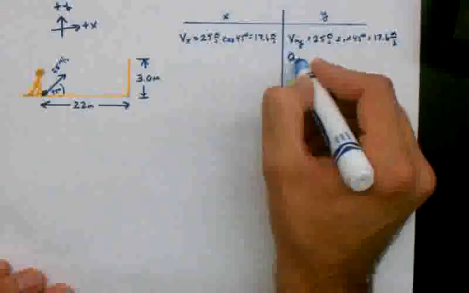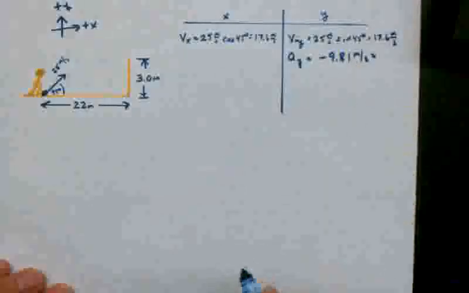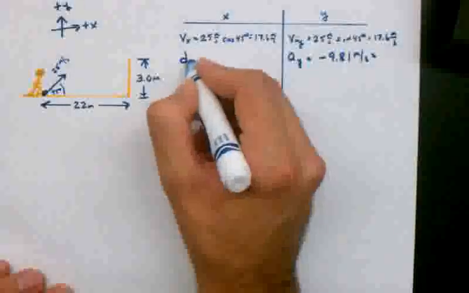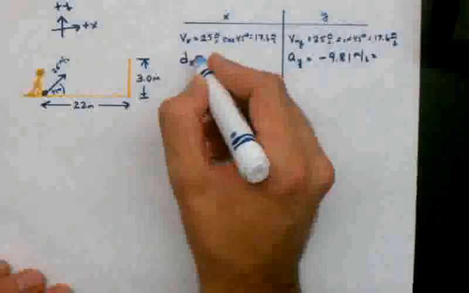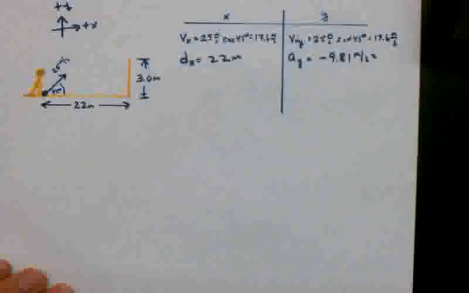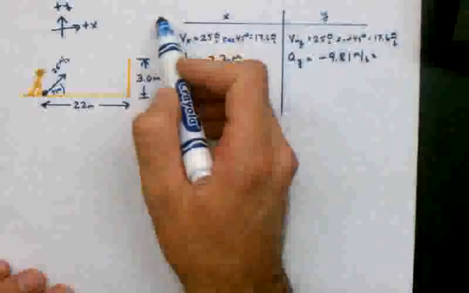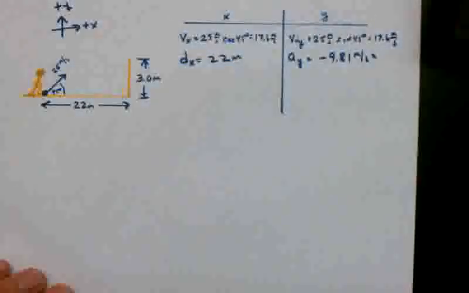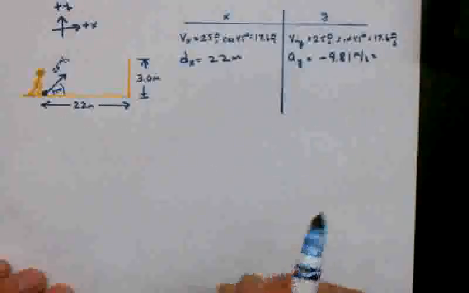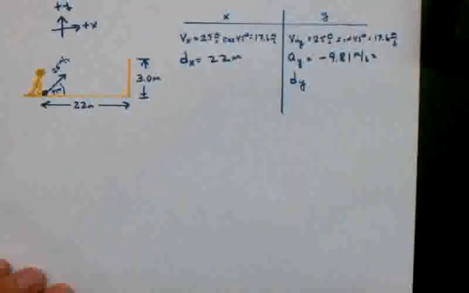I know my acceleration in the y direction is negative 9.81 meters per second squared. I know the distance it's going to move in the x direction before it gets to the fence is 22 meters. I'm not going to include that 3 meters in my dy because I'm not going to say that the ball will definitely end up going to the top of that fence. It might go way over it, it might not reach it, and maybe go under 3 meters. So I don't know what dy is. In fact, I'm going to try and find out what dy is. And if it's more than 3 meters, I can say it went over the fence. And if it's less than 3 meters, I can say it hit the fence.